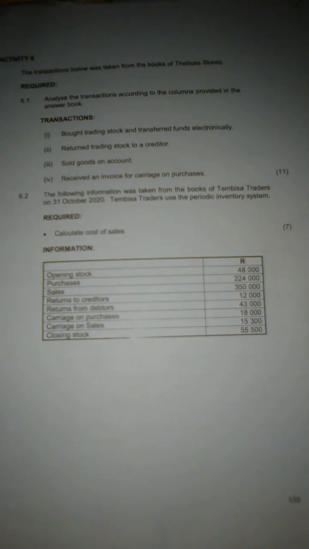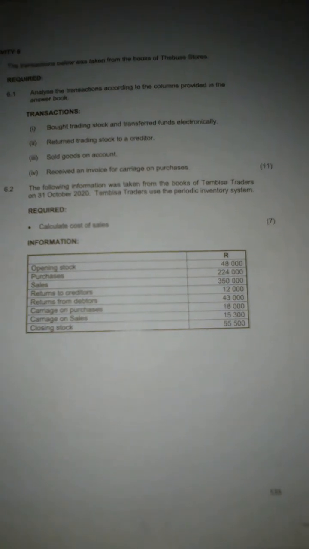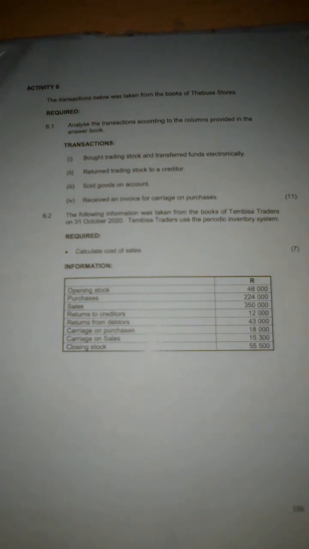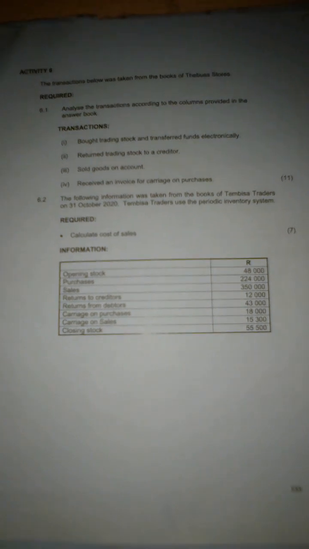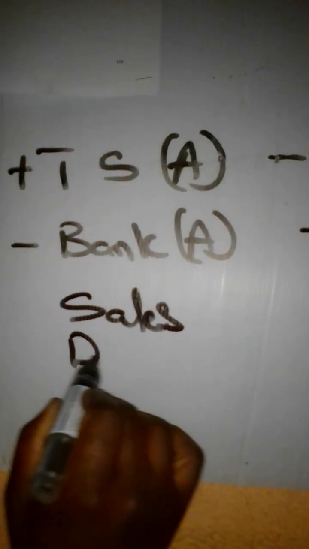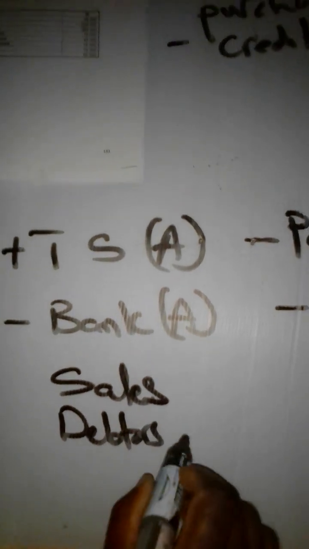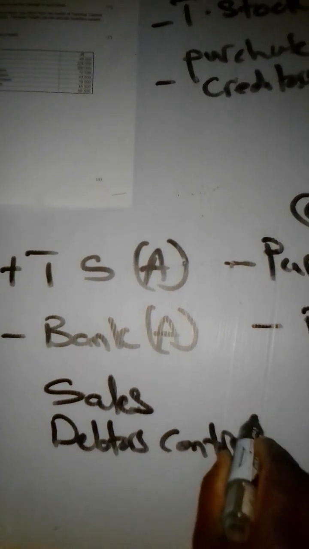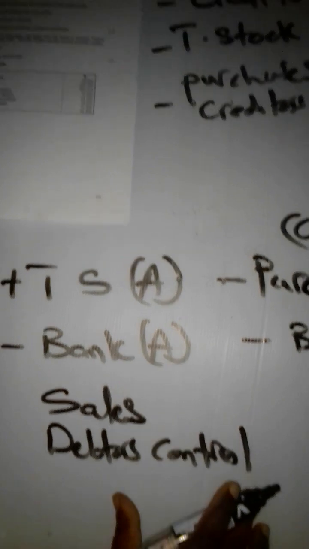Let's move on to number 3. Number 3 says sold goods on account. When we sell something on account, it means it has been sold on credit. With the perpetual inventory system, whenever there is a sale, automatically we know that there are going to be sales. How did we sell? We sold on credit. Whenever we sell on credit, we create debtors control. Okay, we've got sales and debtors control.